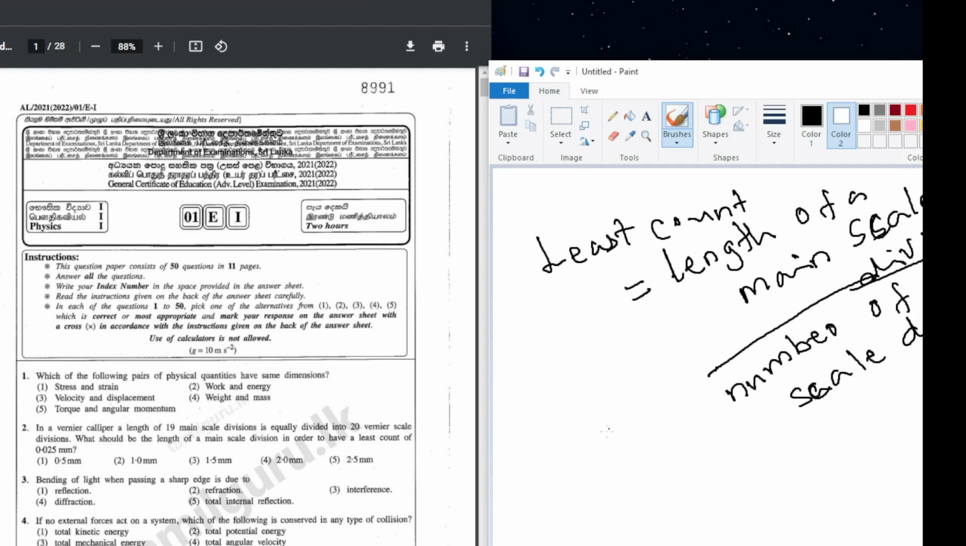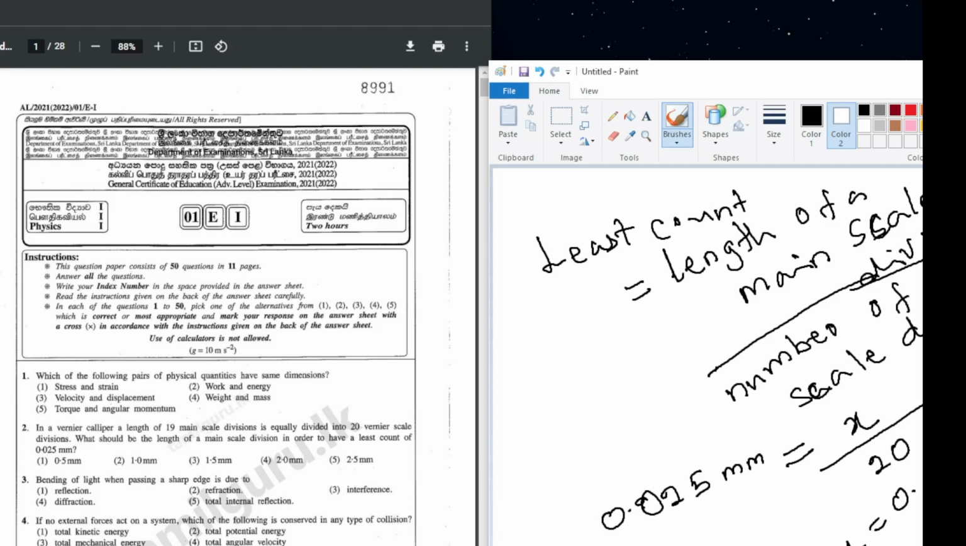Now here in this question, least count is given, that is 0.025 millimeter. They are asking for the length of a vernier scale division. We put that as x divided by number of vernier scale divisions, which are 20. So x is 0.025 multiplied by 20. Answer is 0.5 millimeter. Answer 1.